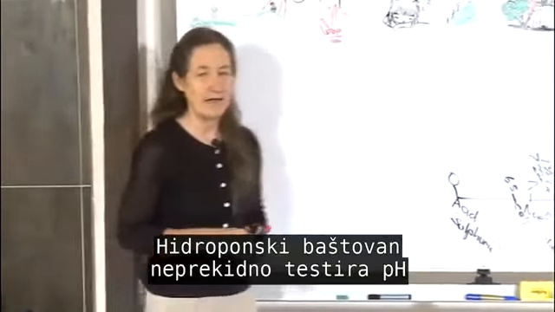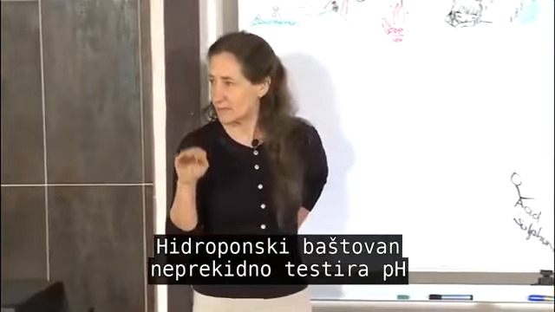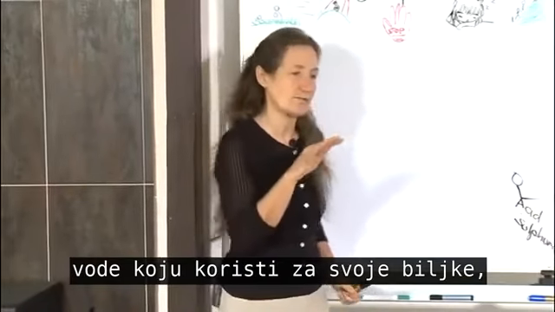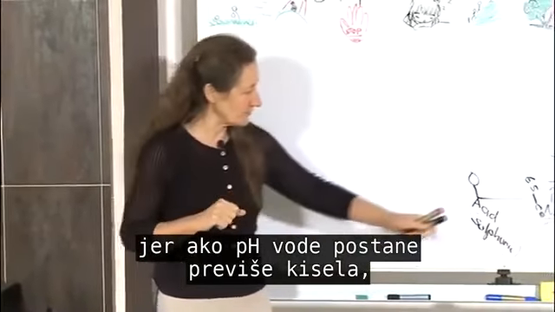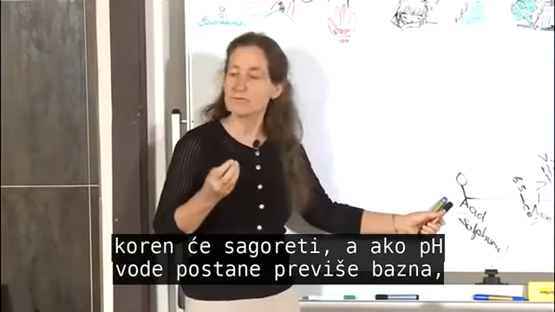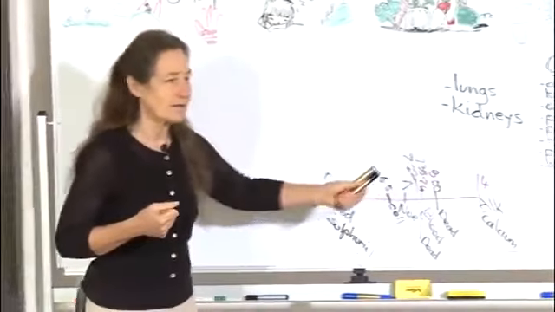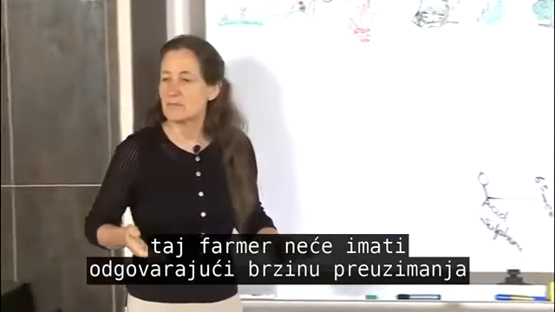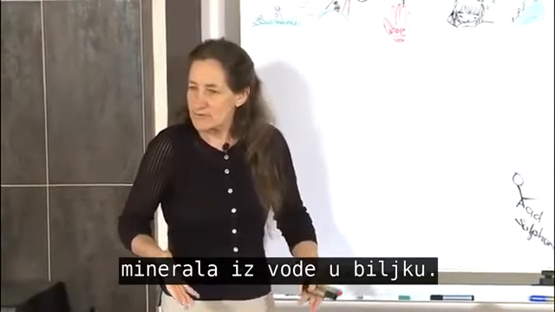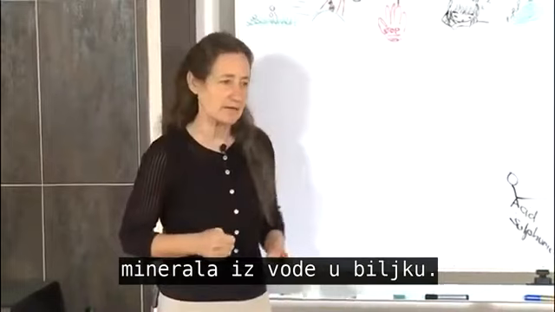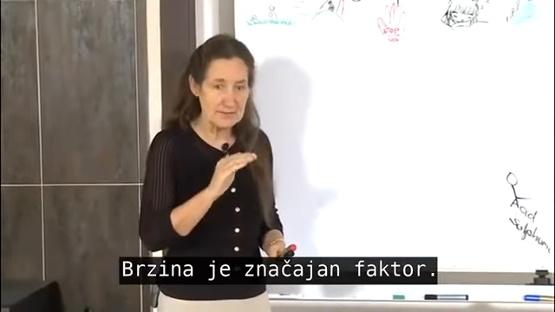The hydroponic gardener, he's constantly testing the pH of the water that his plants grow in. Because if the pH of the water goes too acid, the roots burn. If the pH of the water goes too alkaline, then the farmer doesn't get the speed of uptake of minerals out of the water and into the plant. You see, it's dependent on speed.